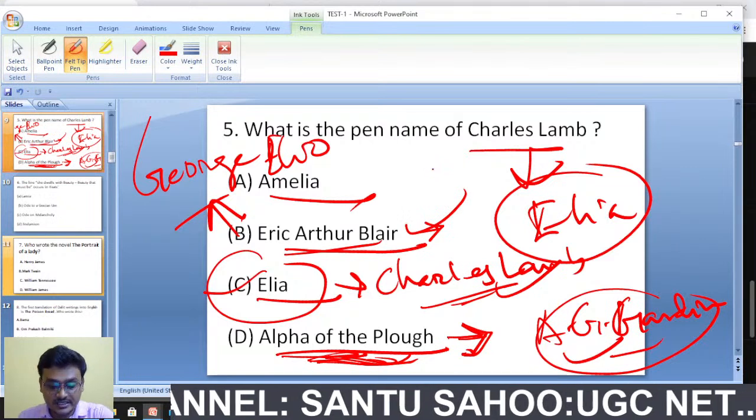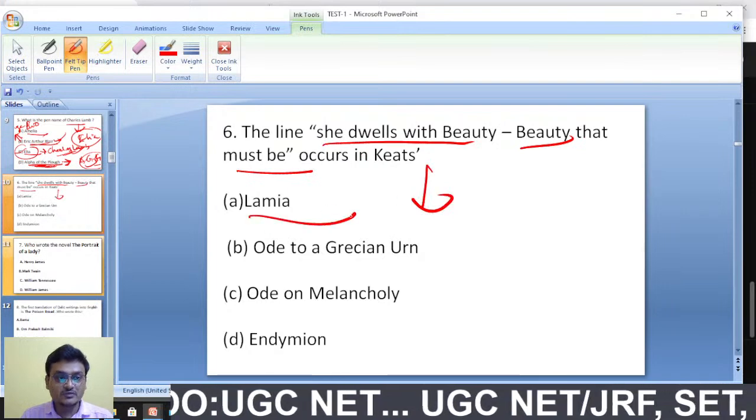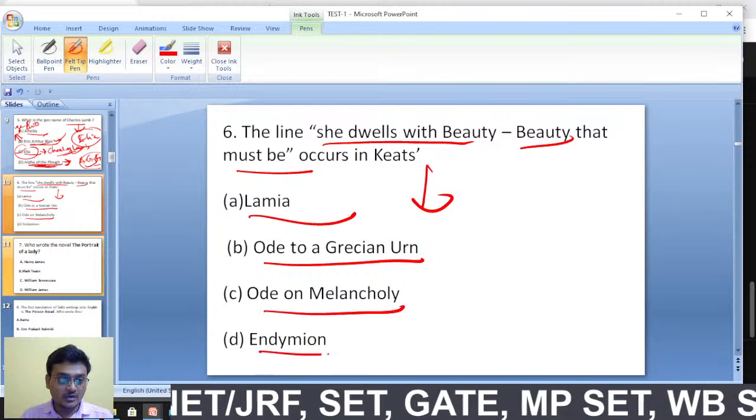Moving on to question number 6 here. Excellent, all of you. The line "she dwells with beauty that must die" occurs in Keats' which work? Lamia, Ode to Psyche, Ode on a Grecian Urn, Ode on Melancholy, or Endymion?